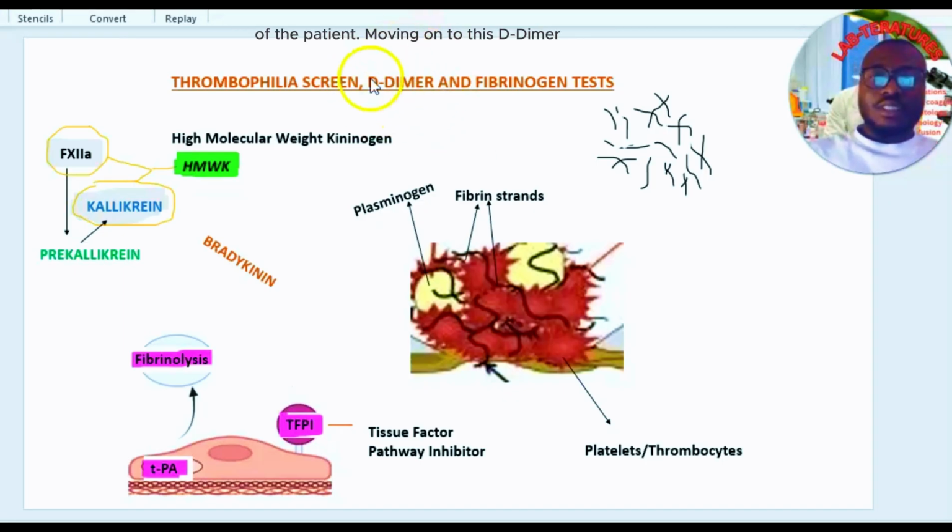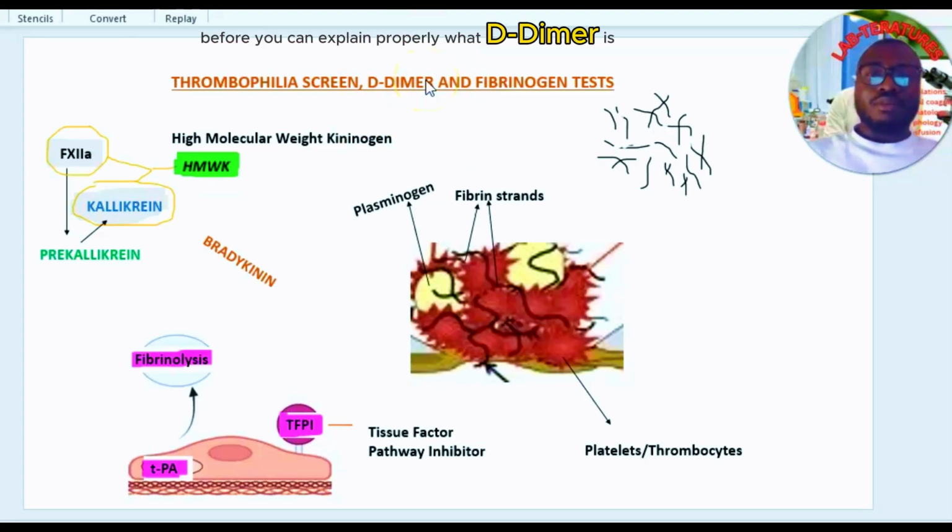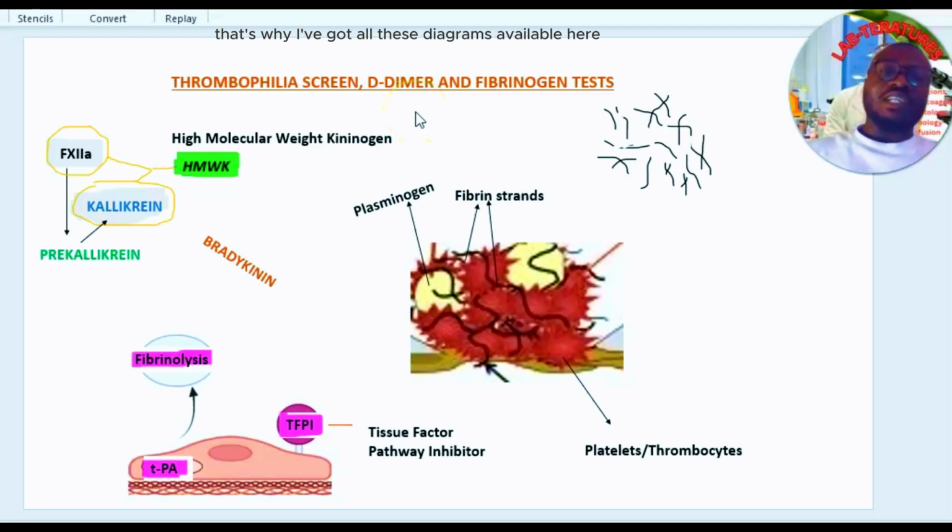Moving on to this D-dimer. Before you can explain properly what D-dimer is, we need to establish clot formation. And that's why I've got all these diagrams available here with all these names written apart.